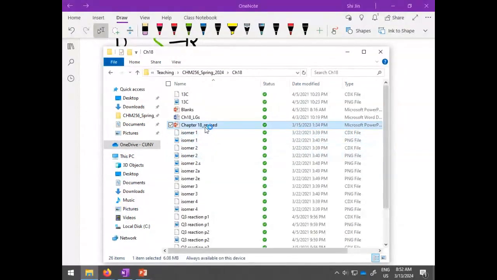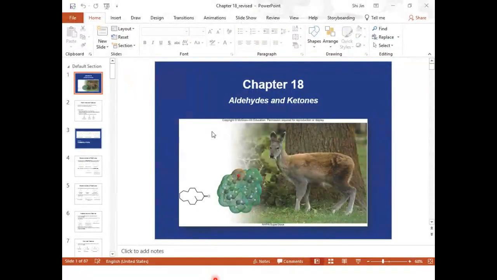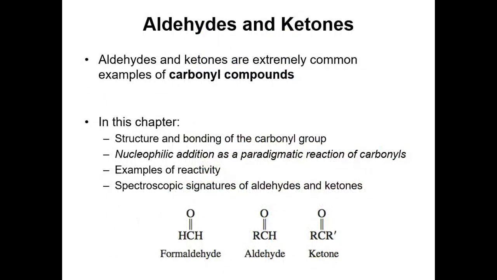That is chapter 18, and this is the chapter where we formally work with the star functional group of organic 2, carbonyl groups. We have already seen this many times, but this is the formal treatment. We're going to have a detailed discussion about carbonyl groups. In this chapter we're going to be learning structure-property relationships and some reactions of aldehydes and ketones. Aldehydes and ketones are extremely common examples of carbonyl compounds.